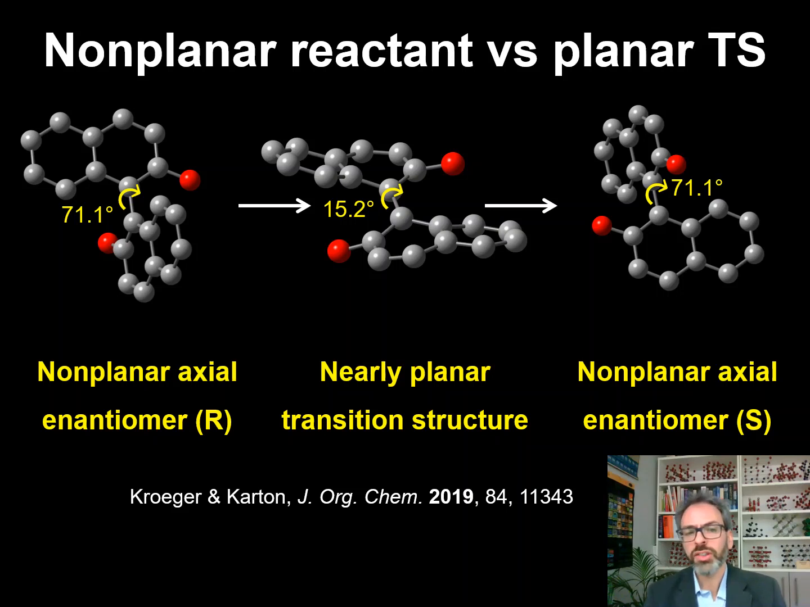For the binaphthyl racemization, we saw that the non-planarity of the reactant and the planarity of the transition structure were of key importance for the catalytic activity of graphene. So let's examine this in the case of BINOL. In the reactant, the two naphthyl units are nearly perpendicular to each other, with a dihedral angle of 71.1 degrees, and the transition structure is nearly planar with a dihedral angle of 15.2 degrees. So we could expect that the BINOL racemization will also be catalyzed by a graphene nanoflake.